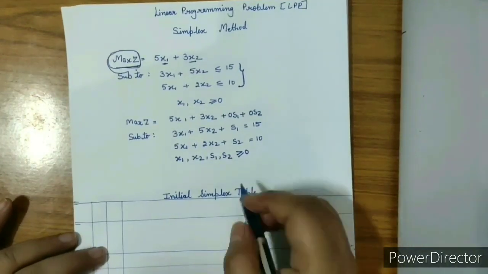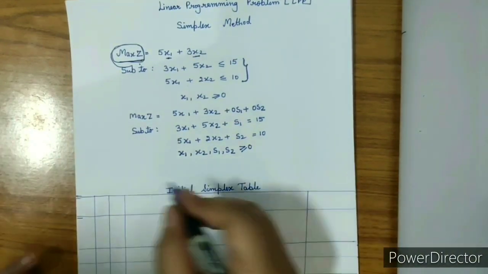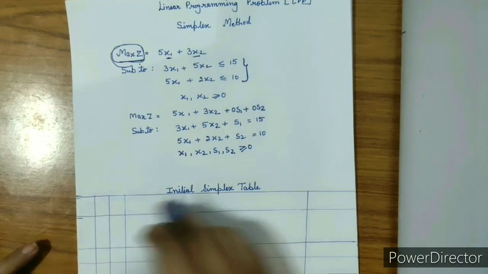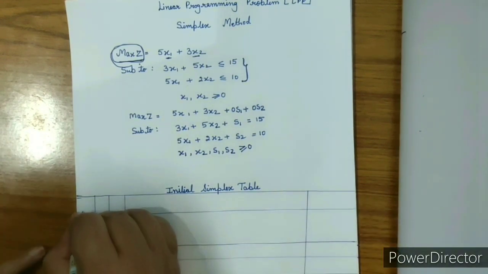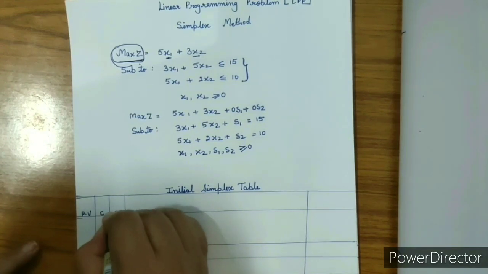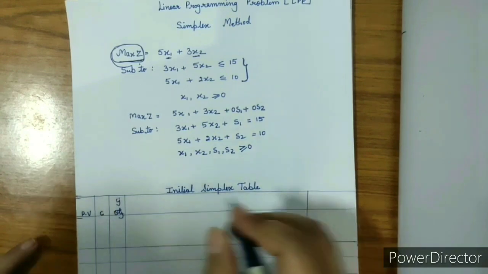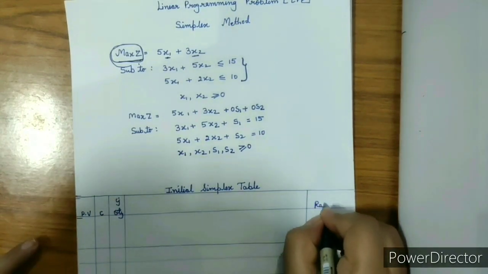Now we create our first initial simplex table. Like this, we draw the columns and rows. The first column is for programming variables, the second for contribution, the third one for quantity. Here we write Cj, and the last column is for ratio.